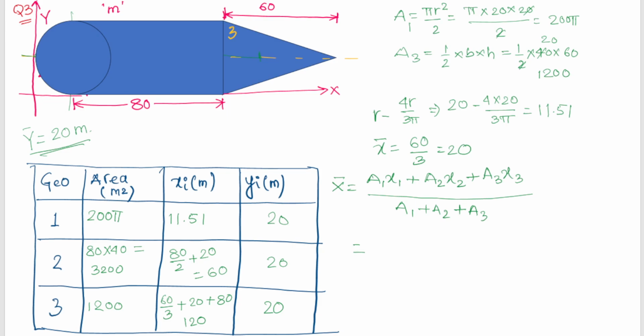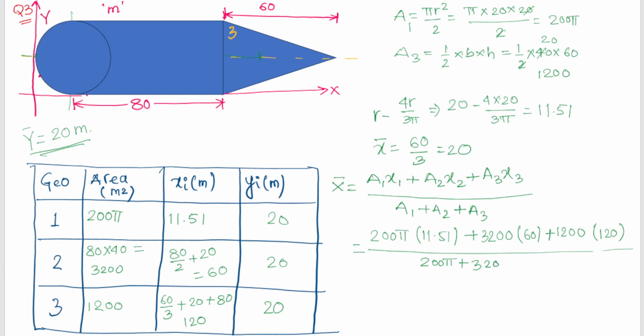Let's fill the values. A1 is 200 pi multiplied by 11.51, plus A2 is 3200 and x2 is 60, plus A3 is 1200 into 120, divided by 200 pi plus 3200 plus 1200. Let's find out the value of this answer.